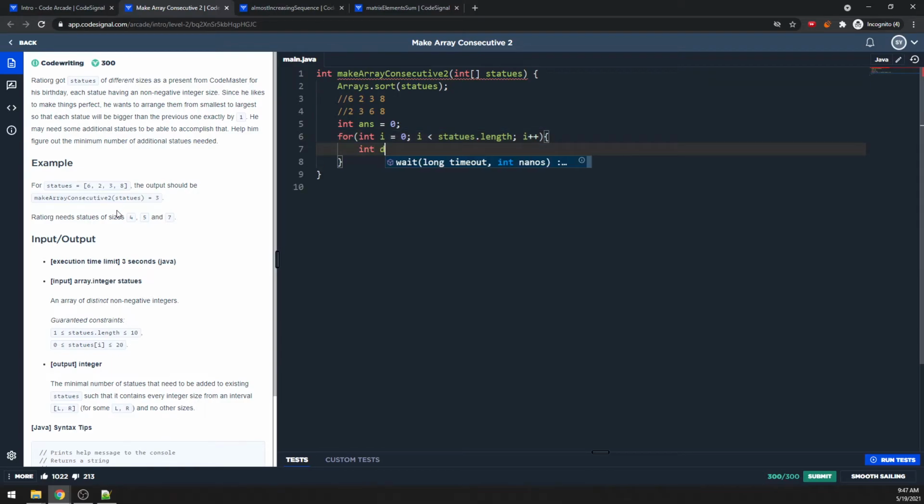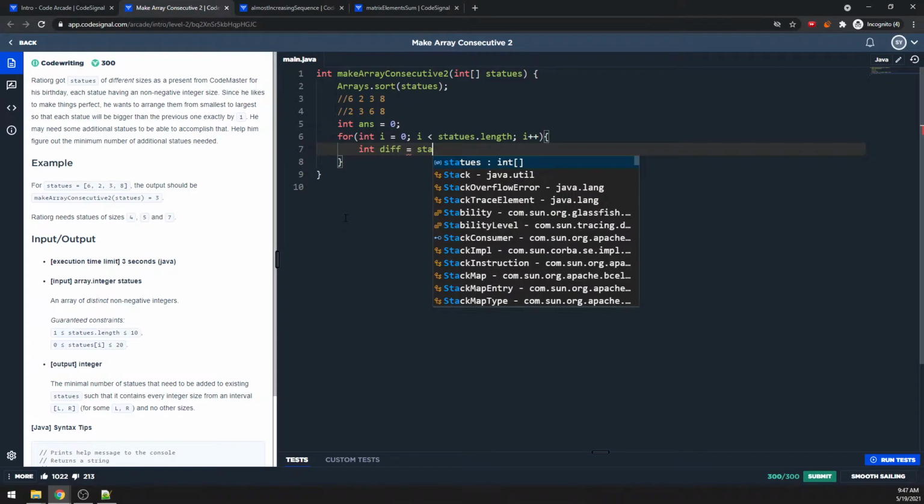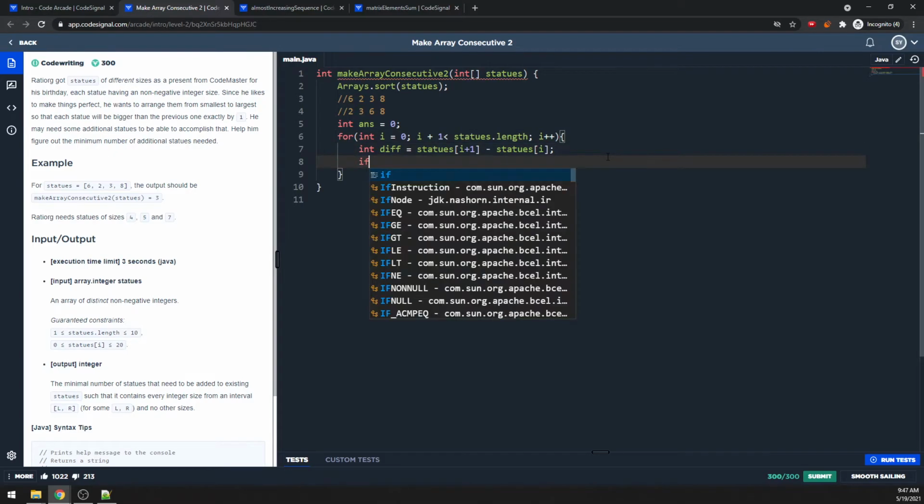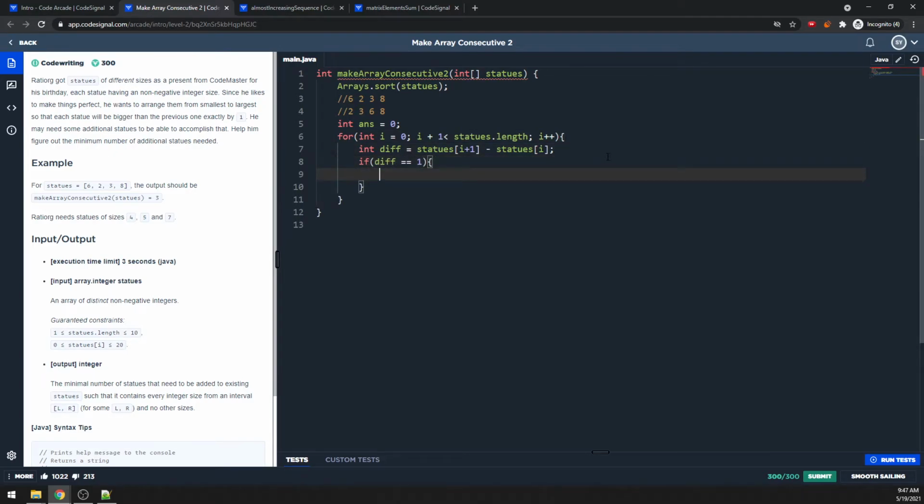And we need to find out the difference. If the difference is 1, we don't care about it, right? So status I plus 1 minus status I. The second one minus the first one, so we need to make sure it's not out of bounds. If the difference is equal to 1, continue. Like we don't care about it.